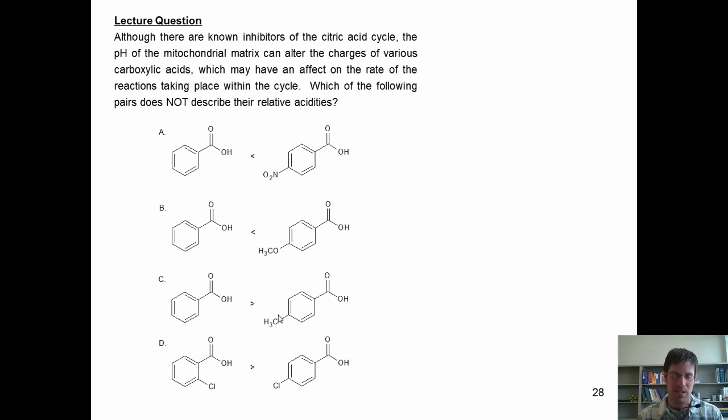Let's take a look at some sample standardized exam questions. Question number 1. Although there are known inhibitors of the citric acid cycle, the pH of the mitochondrial matrix can alter the charges of various carboxylic acids, which may have an effect on the rate of the reactions taking place within the cycle. Which of the following pairs does not describe their relative acidities?